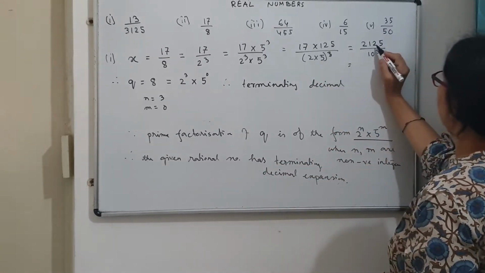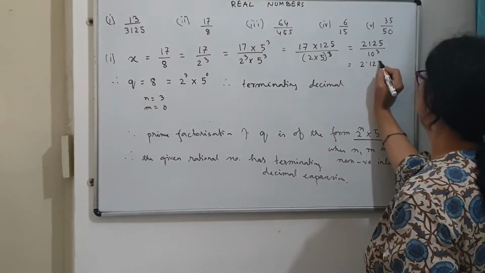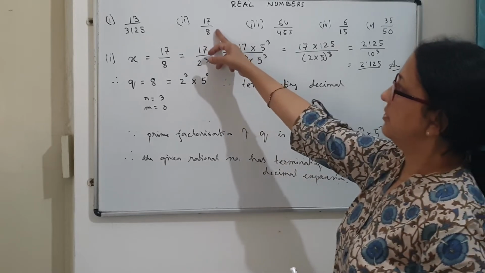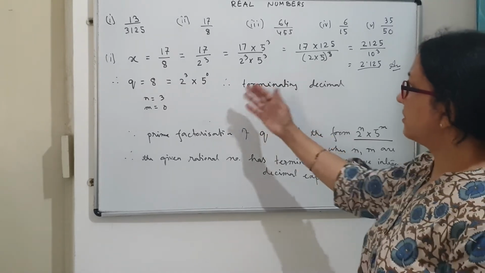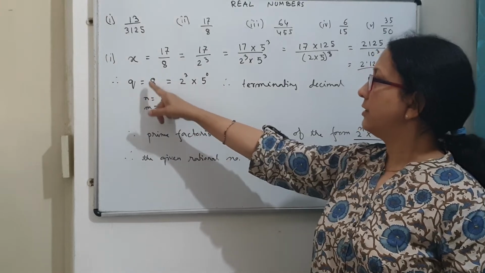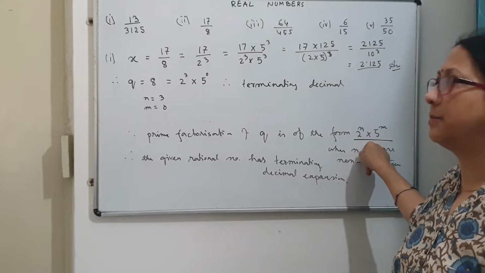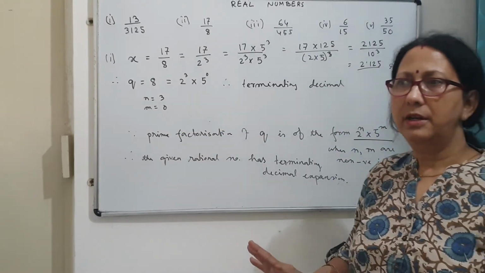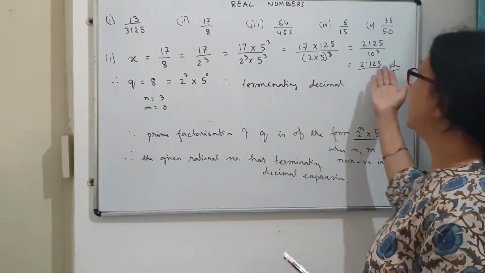So the power is 3, so the decimal will have 3 digits after the decimal point. So it will be 2.125. That is the terminating decimal expansion of the rational number, which you found without doing division. So first you check the prime factorization of q, that is the denominator. If it is of this form, we say yes, it will have a terminating decimal, and if it is not of this form, then we say no, it will be non-terminating but repeating, and in that case there is no need of finding the decimal expansion.